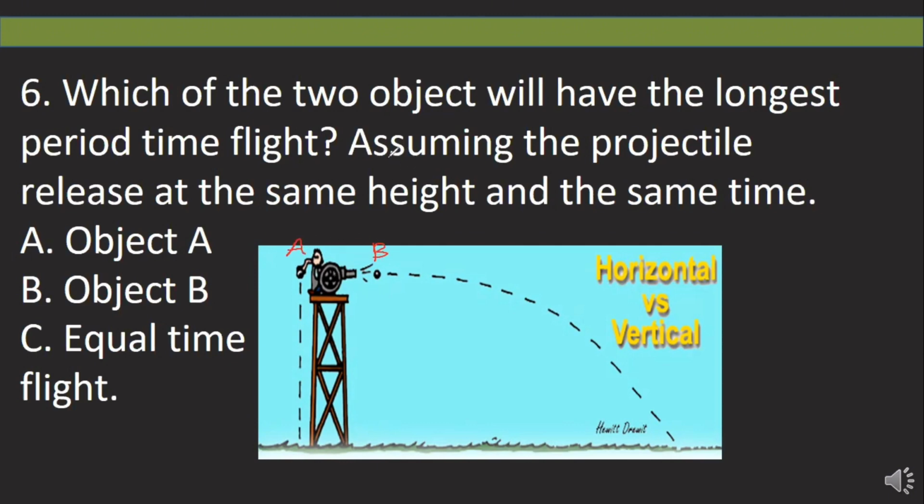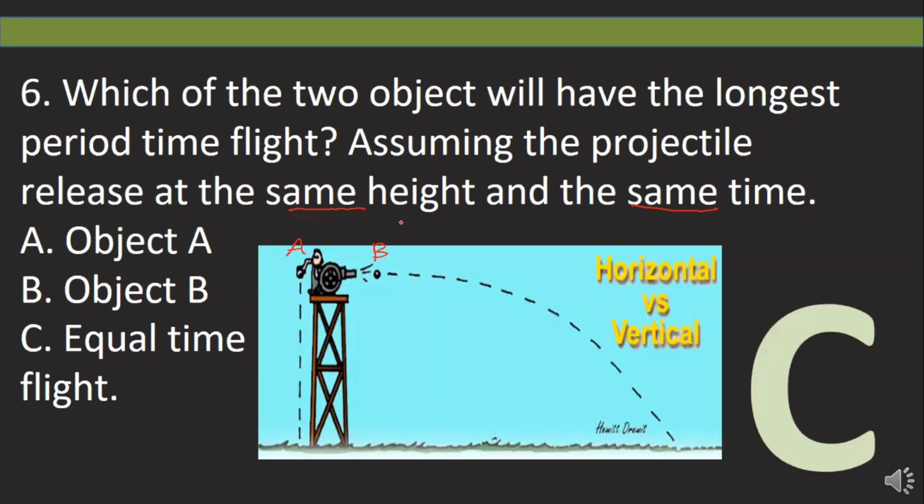Here, based on the question, assuming that the projectiles are released at the same height and at the same time, the answer here is letter C. Both object A and object B will have the same flight time. Why? It's because, based on the assumption, the two objects are released at the same height.